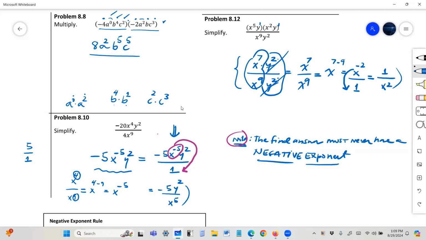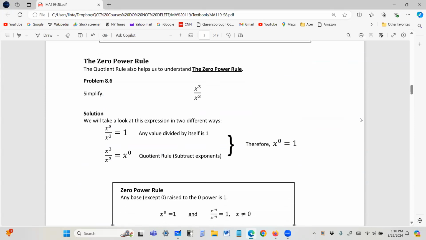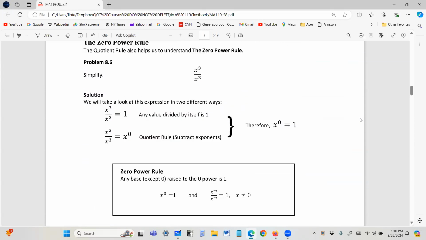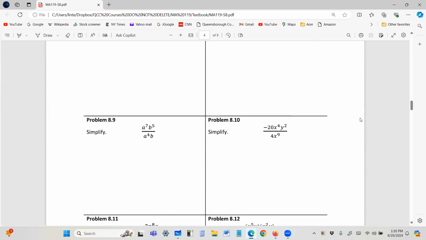So these are the 3 basic examples, the product rule, quotient rule, and the negative exponent rule that we've covered here. We also covered the 0 exponent rule. So here is the 0 exponent rule. Okay, so we've covered these 3 basic properties, and also the negative exponent rule, as you can see down here. But we'll give you more specifics as we move on. So we've covered the first 3 properties.